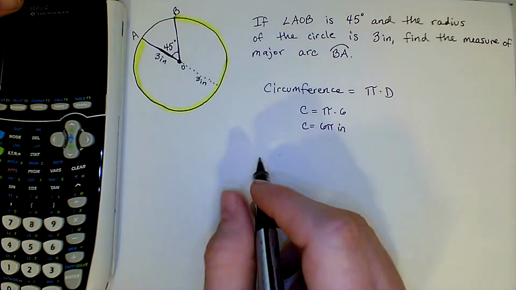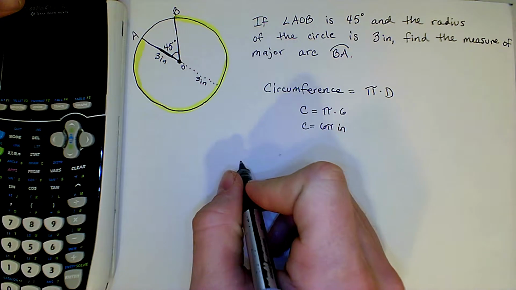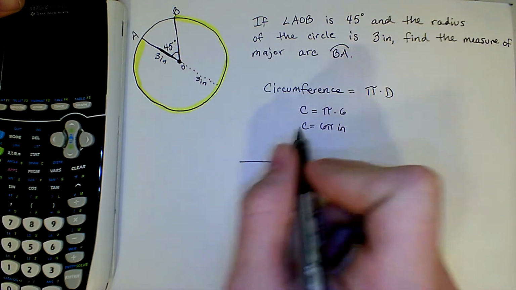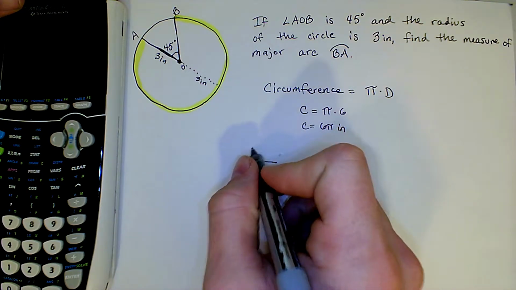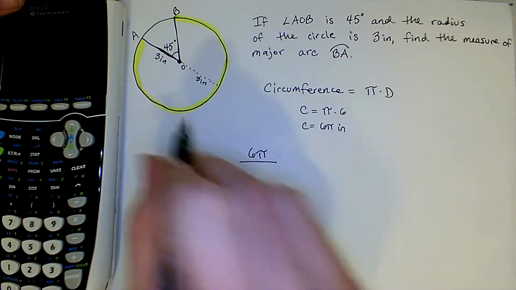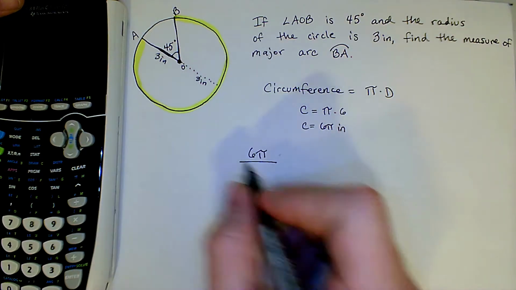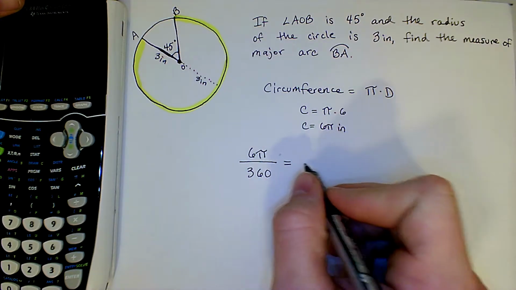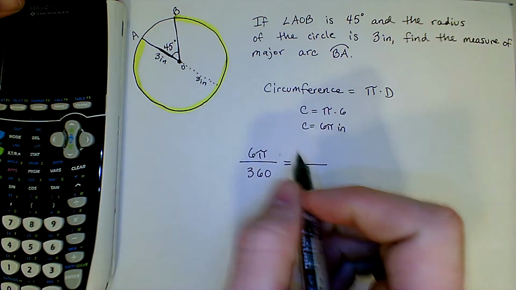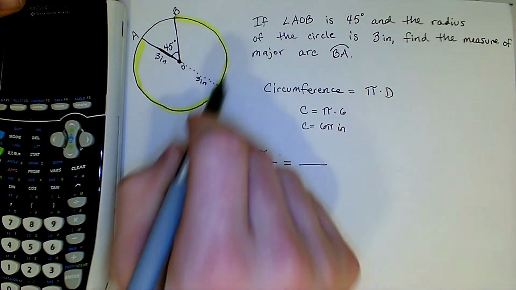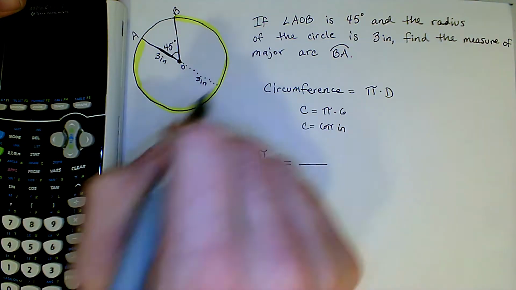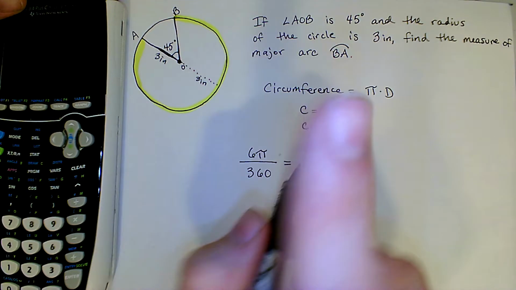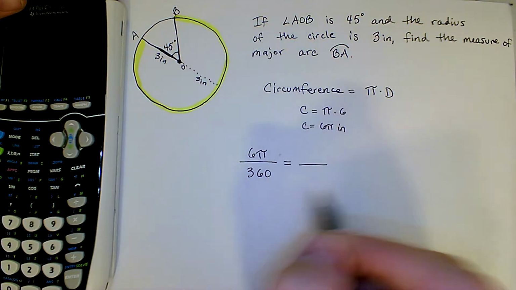Now I can go ahead and set up my proportion. I'm going to do the circumference of the entire circle, which is what we just found, 6 pi, over the degrees of the entire circle, which is 360. And I'm going to set that equal to what I want to find, which is just the arc length around from B to A, the major arc, which is part of the entire circumference.